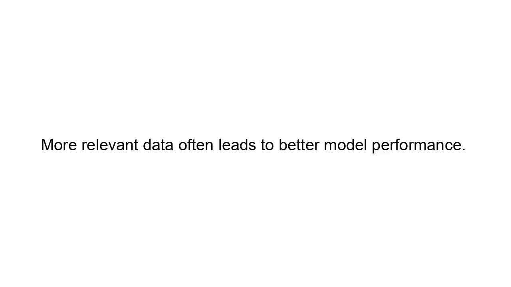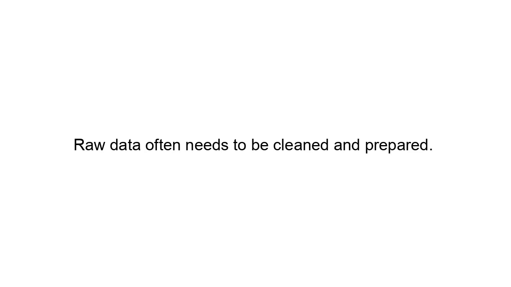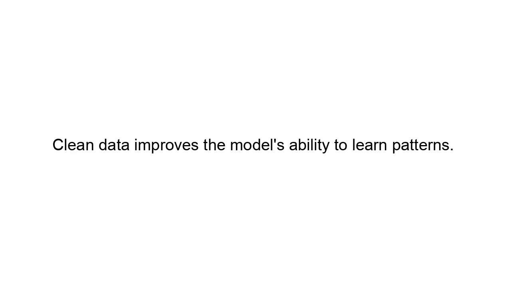Step 2. Data preprocessing. Raw data often needs to be cleaned and prepared. Common preprocessing tasks include removing missing values, normalizing numerical values, encoding categorical variables, cleaning incorrect records. Example concept: raw data means preprocessing means training dataset. Clean data improves the model's ability to learn patterns.